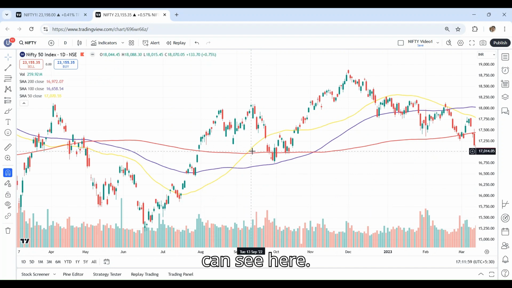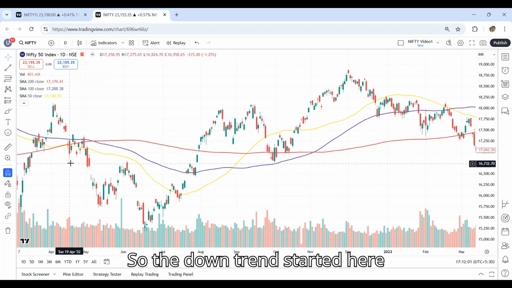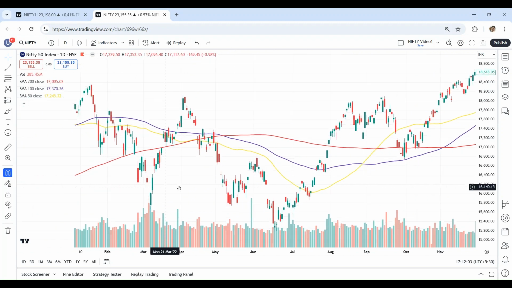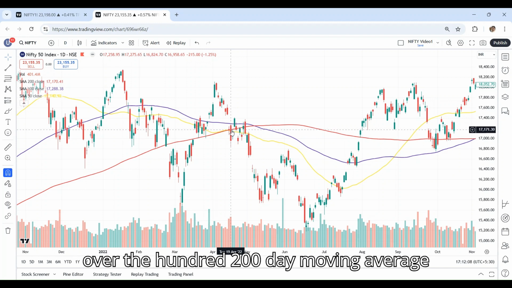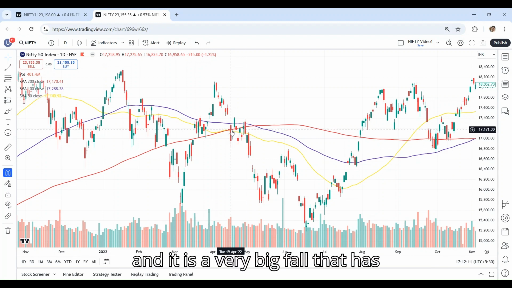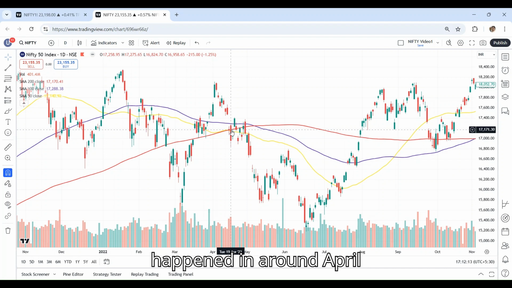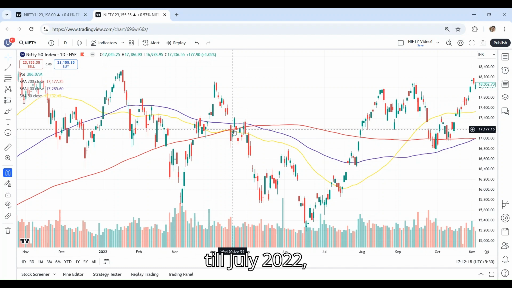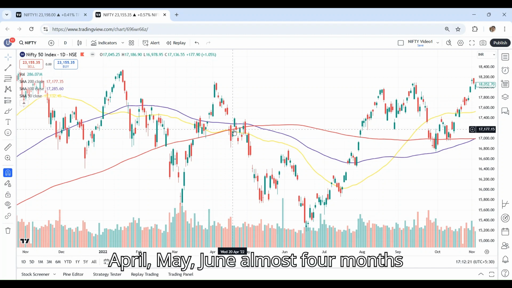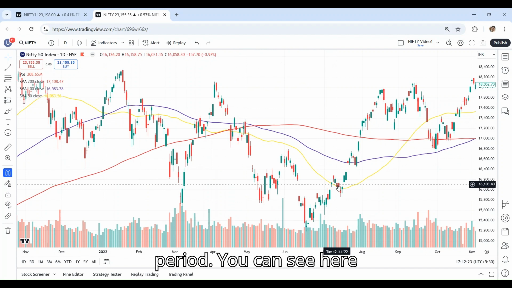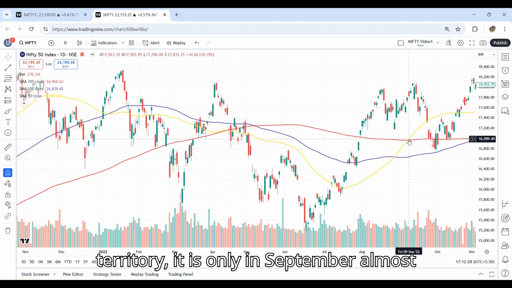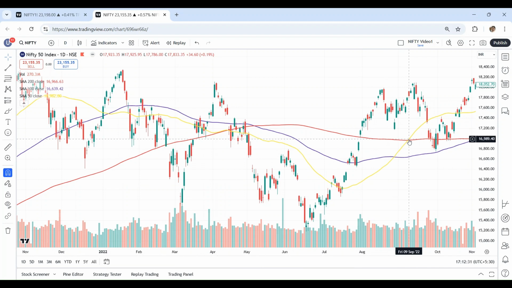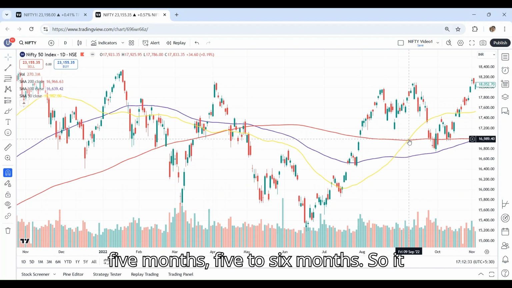And you can see here, the downtrend started here. The 50-period moving average crossed over the 100 and 200-day moving average, and it was a very big fall that happened around April 2022, and it lasted till July 2022. April, May, June, almost a 4-month period you can see here. And for it to come to positive territory, it is only in September, almost 5 to 6 months.